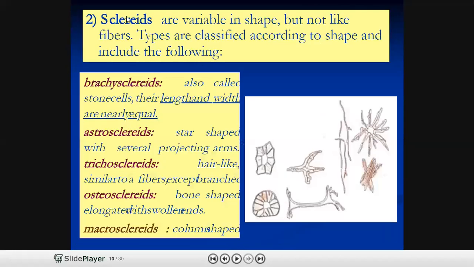So this is the sclereid cells. These are usually variable, with different kinds of shapes you can find in different types of plants, but they are not alike as the fibers. The types are classified according to the shape, including the following. Okay, so these are the different kinds of sclereid cells.